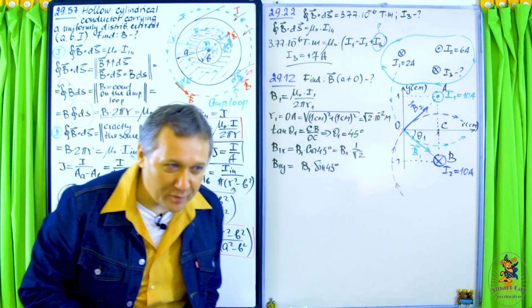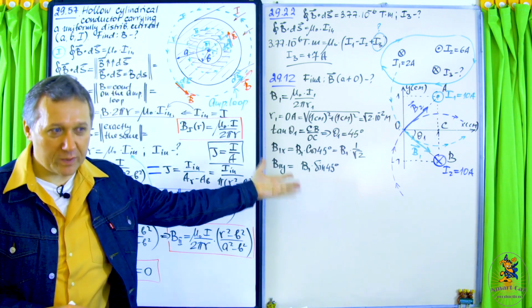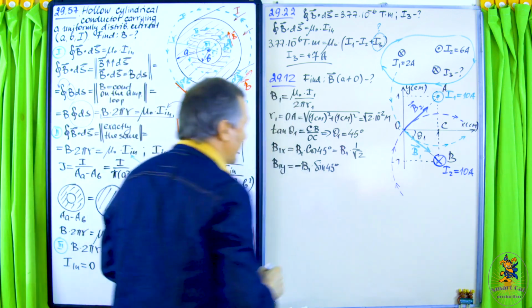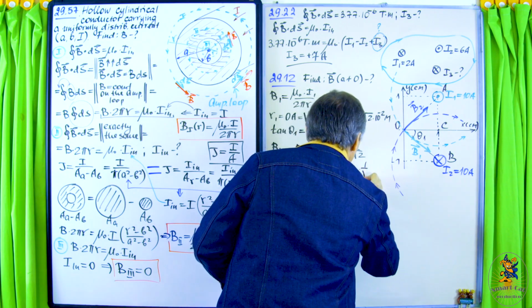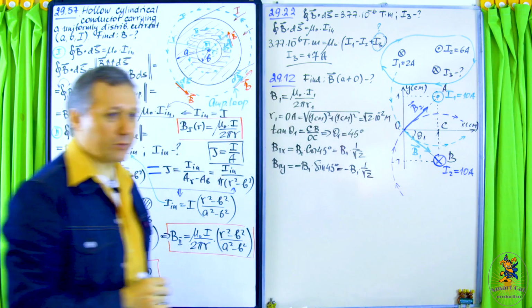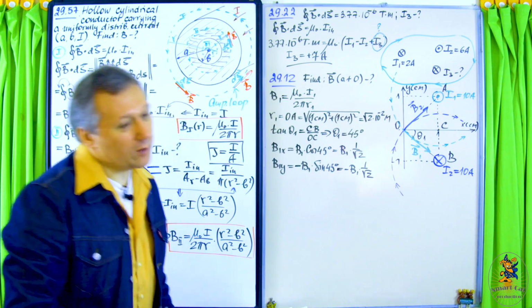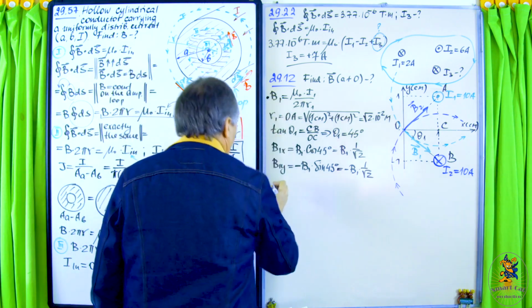You remember, again, the beginning of the semester, I bugged you about that. At this point, you should be aware of that. So it's minus. So it will be minus B1 times 1 divided by square root of 2. So we found the components. Now let's do exactly the same, okay, not exactly the same, for B2.